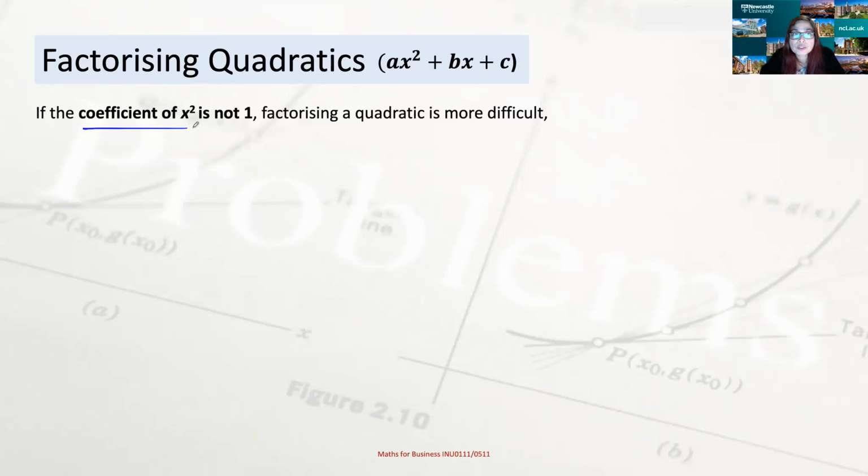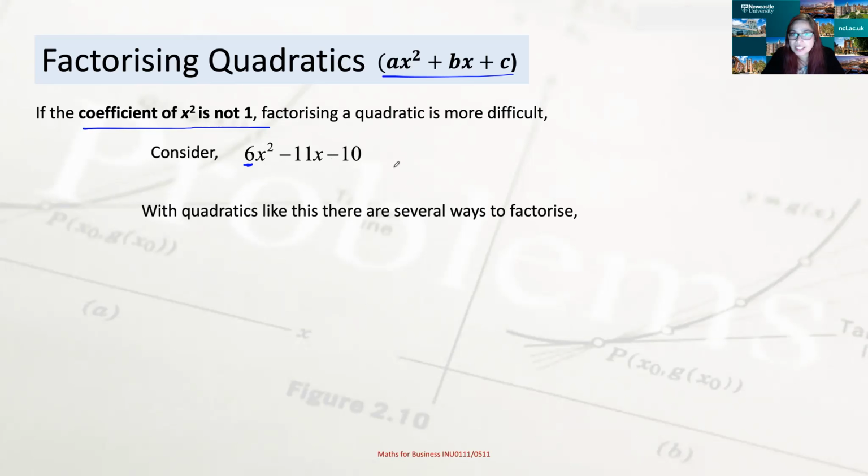What if the coefficient of x squared is not 1? This is when that method will be very, very useful. So for example, here, what is a? A is not 1. I'm comparing the general expression with this expression. So a is 6 and b is minus 11, c is minus 10. With quadratics like this, there are several ways to factorize.